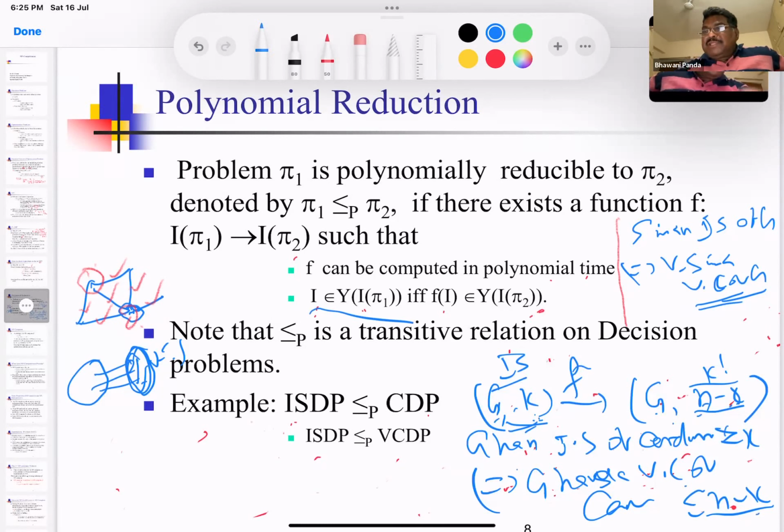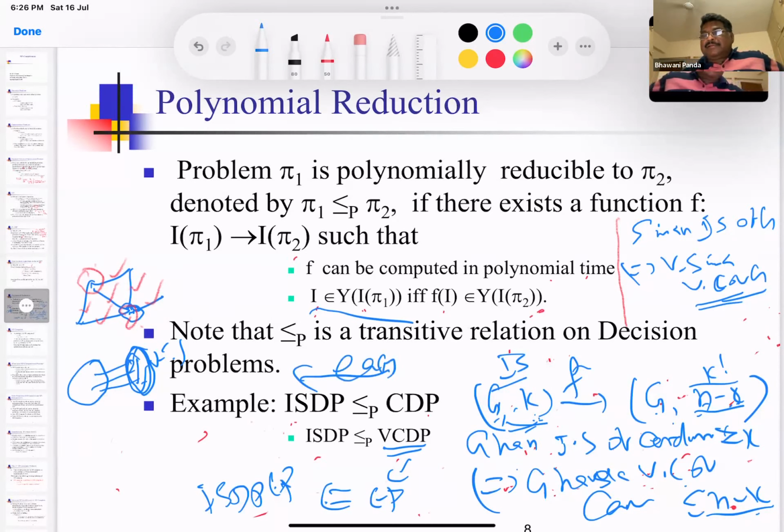So what is the meaning of this polynomial reduction? If you can solve this particular problem in polynomial time, it belongs to P, which implies the other problem also belongs to P. So the easiness goes in this direction.